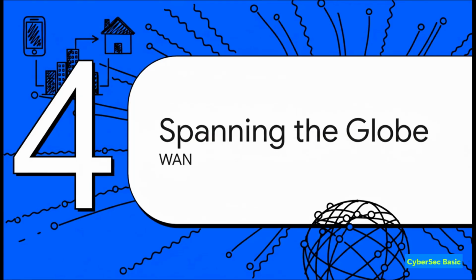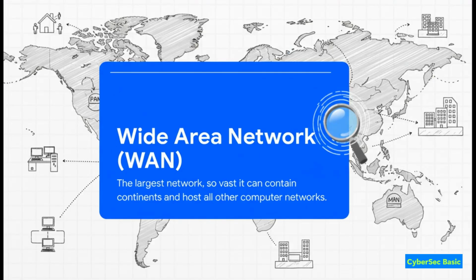So far, we've gone from your pocket to your house to your entire city. There's really only one step left to take, the whole world. And this is the domain of the WAN. The Wide Area Network, or WAN, this is the final boss. It is, by definition, the largest type of network there is. It's so big it can cross countries, oceans, and connect entire continents. And here's the key. A WAN contains all the other networks. Every PAN, LAN, CAN, and MAN we've talked about is nestled inside of a WAN.